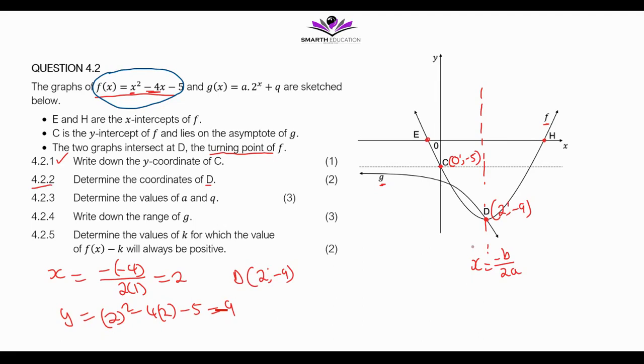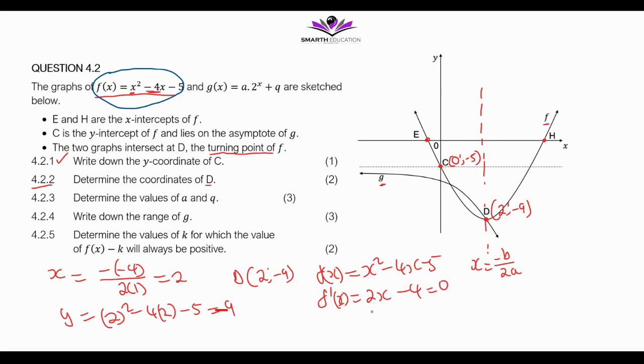Okay. The other thing we can do, we can find the derivative of f(x), which is equal to x squared minus 4x minus 5. Remember, at the turning point, the derivative is equal to 0. The gradient at the turning point is equal to 0. The derivative is the gradient. So f prime of x is equal to 2x minus 4. So at the turning point, this is equal to 0.